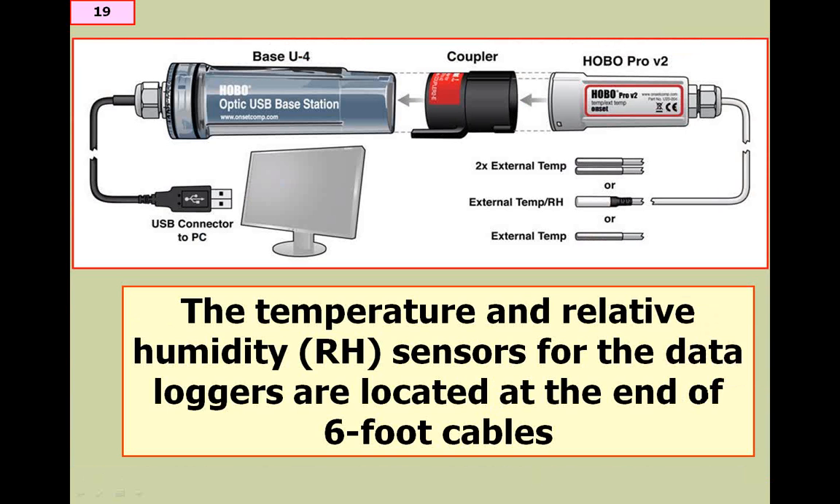And this image I copied from the Onset website, and basically shows how the HOBO logger via a coupler transfers its data over to a portable base station, and then that data is connected to a USB port, which allows processing to occur.